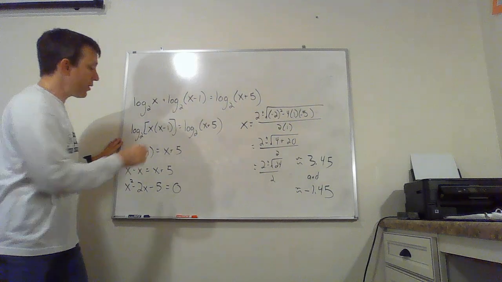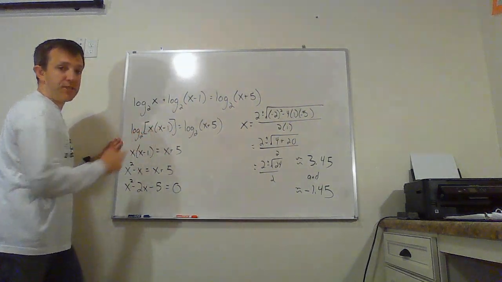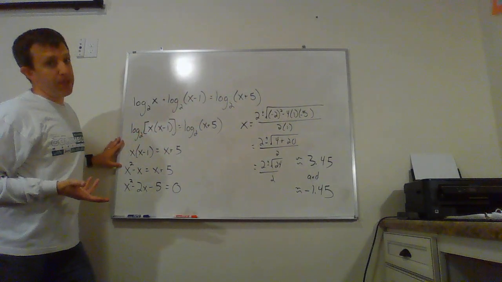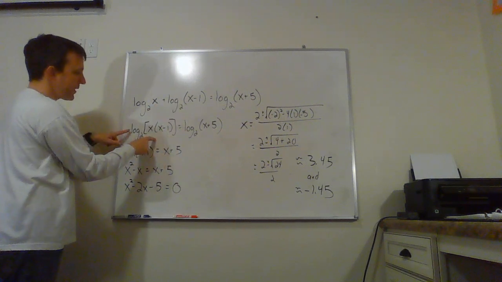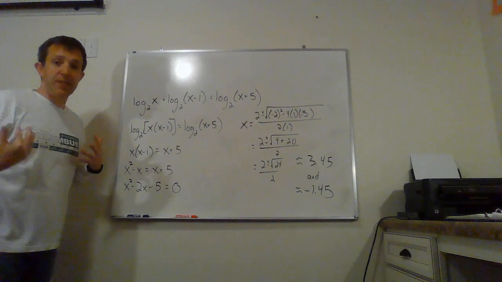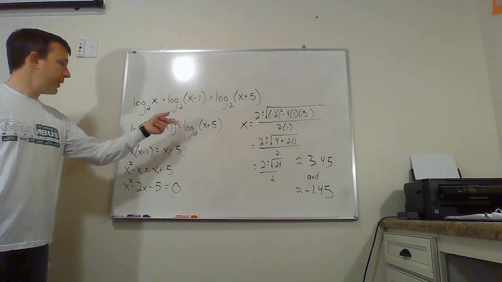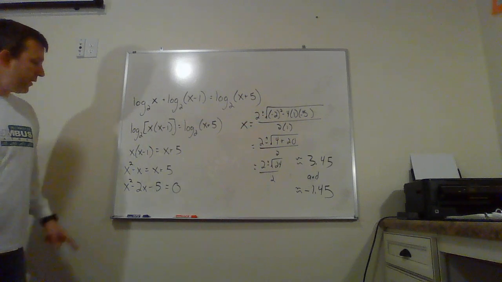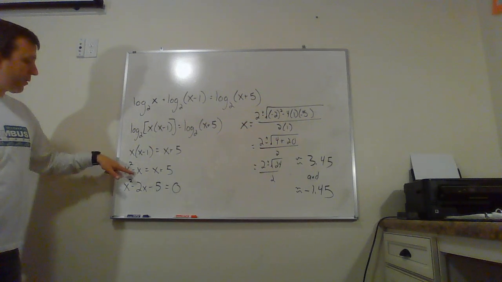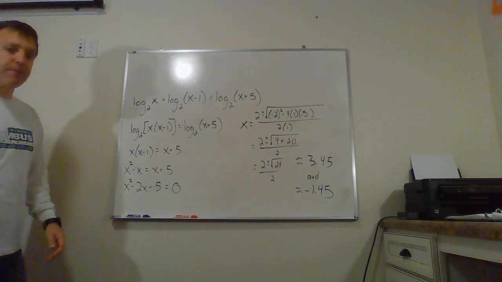If you don't turn it back into multiplication, if you keep an addition sign in between, the problem will be easier, but it'll be wrong. So once I put those two back together, now I have two logs with the same base equal to each other, so I can get rid of those and just have x times x minus 1 is equal to x plus 5. I expand my parentheses and get x squared minus x equal to x plus 5.